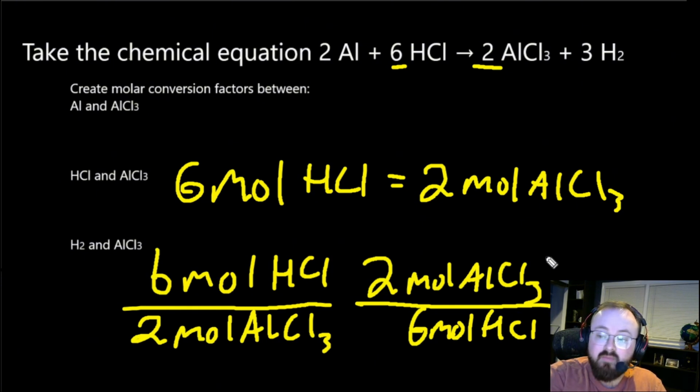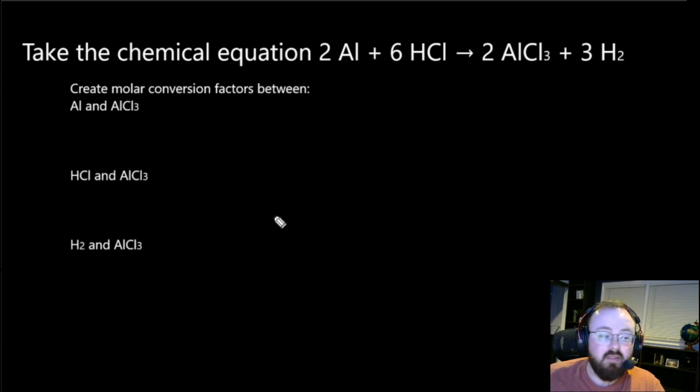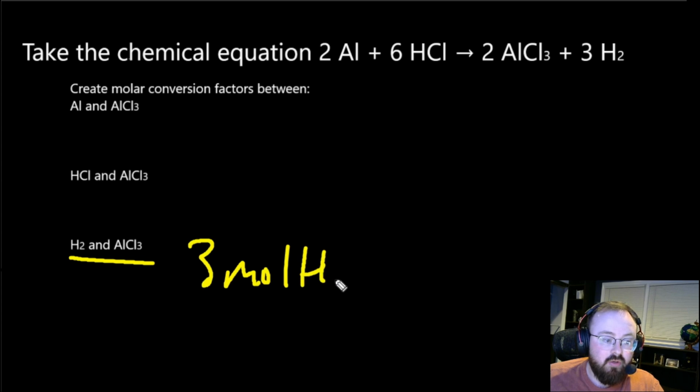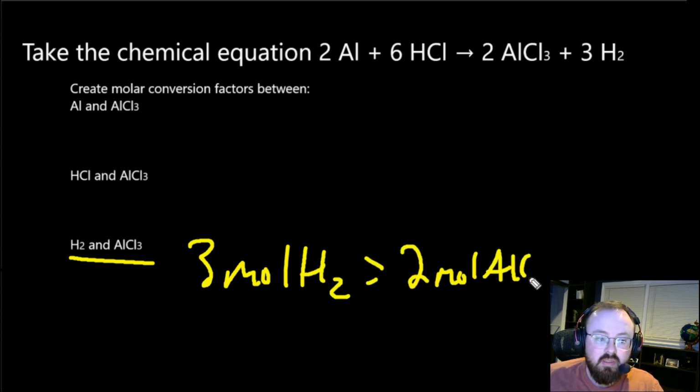When we're comparing apples to oranges, we have to label what compound or atom we are mentioning. And that's going to become very apparent throughout the rest of this video. Alright? Just lastly, between H2 and AlCl3, we would have something like this: 3 moles of H2 is equal to 2 moles of AlCl3. And that gives us our conversion factors.